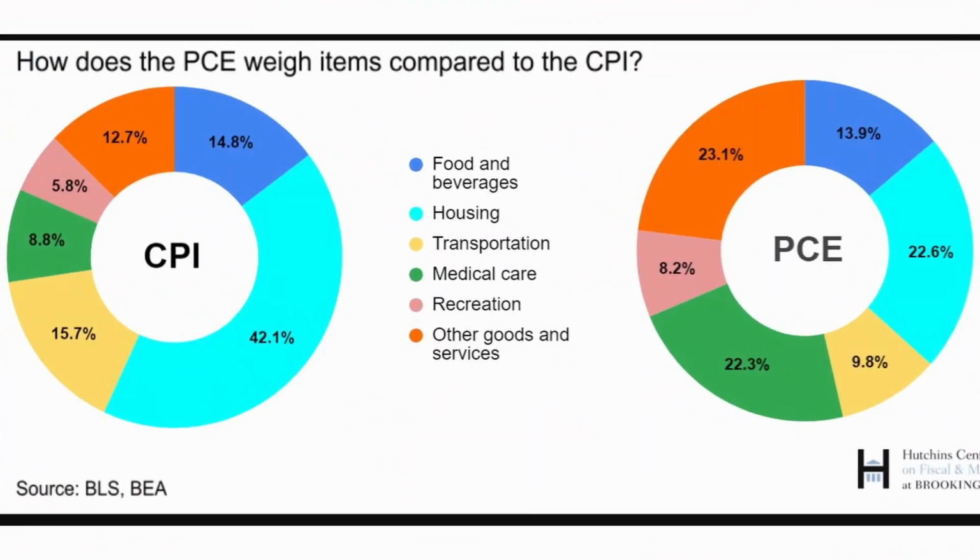Let me pull this up on your screen here. So this is a graph made by the Hutchins Center, and all they did was they took the data from the Federal Reserve's website and just put it into a graph to make it more visually understandable.